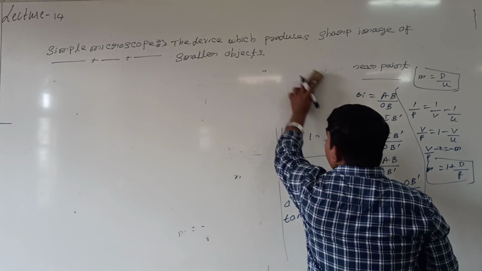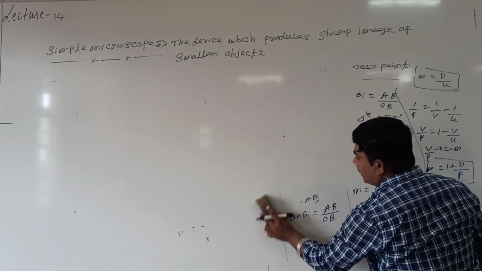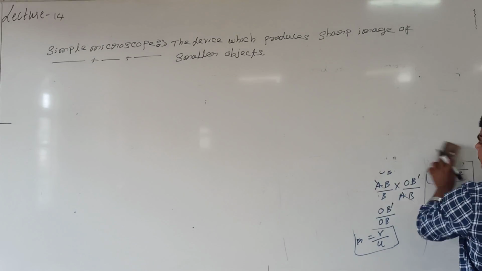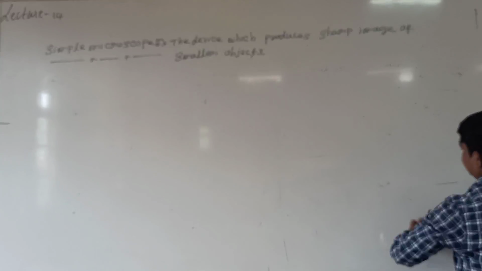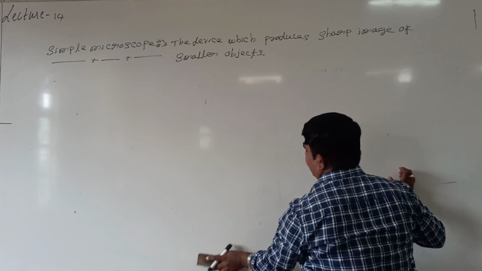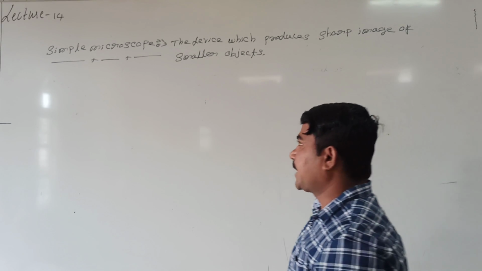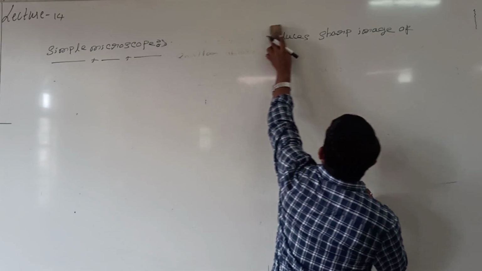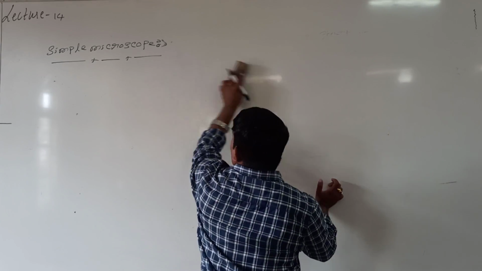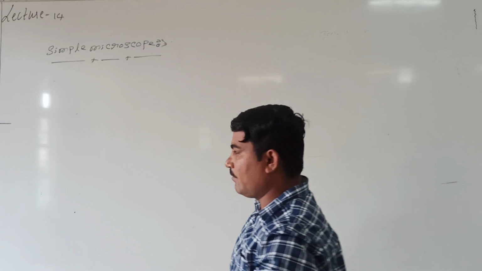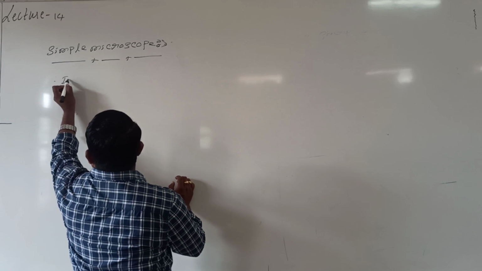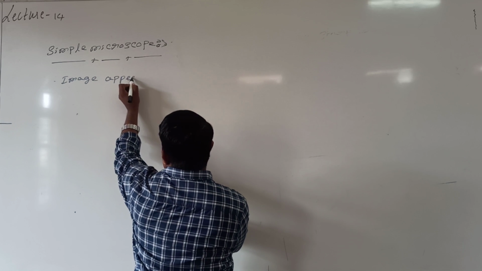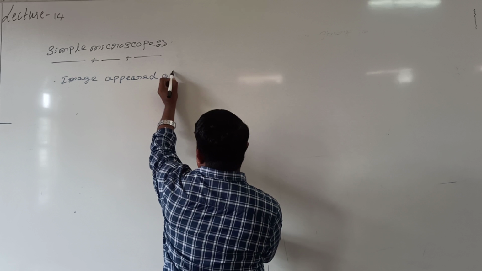Now the same simple microscope I will take, but in this case the image appears at infinity when the object is placed exactly at the principal focus. Look at me. See here how to take. Now the second case: the image appears at infinity for a simple microscope.